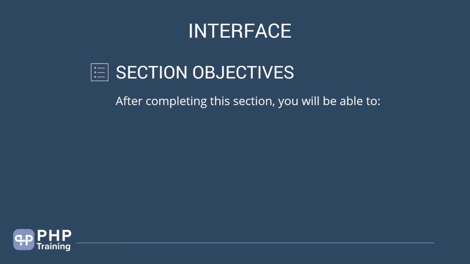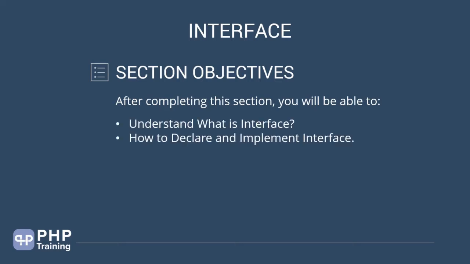Okay, so we'll understand how to create an interface, what is the purpose of an interface, and what is the use case of the interface. So let's look at the section objectives. After completing the section, you will be able to understand what is an interface, how to declare and implement them, and implement more than one interface to a class.